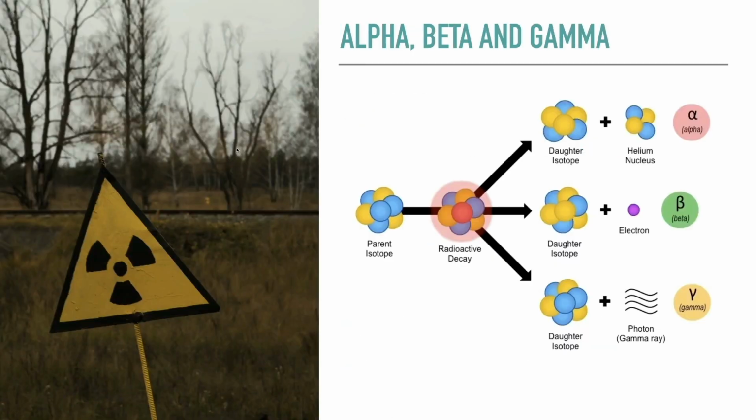So this unstable parent isotope undergoes a decay process, and it either gives out a helium nucleus, which we call an alpha particle, and an electron, which we call a beta particle, or it gives out a photon, which we call a gamma particle. And we're going to talk through the properties of alpha, beta and gamma particles right now. And this is where I'd like you to fill in the table that we have on the worksheet.